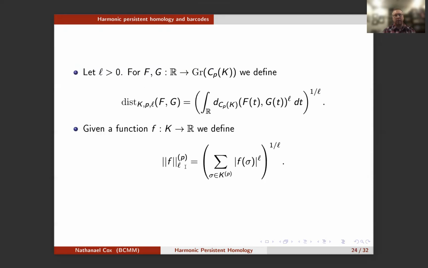And now we want to go back and connect stability to our harmonic homology subspaces. And so for any functions f and g from the reals into the Grassmannian on C^{P}(K), of which the harmonic functions are, we're going to define the distance between those functions to be this integral here, where inside is the metric on the Grassmannian that we discussed before. And we use this following norm on our simplicial admissible function.